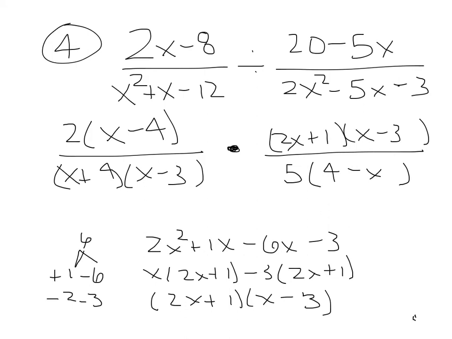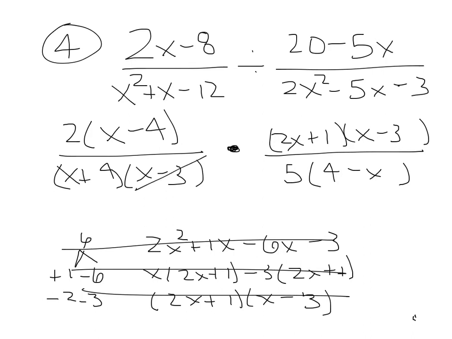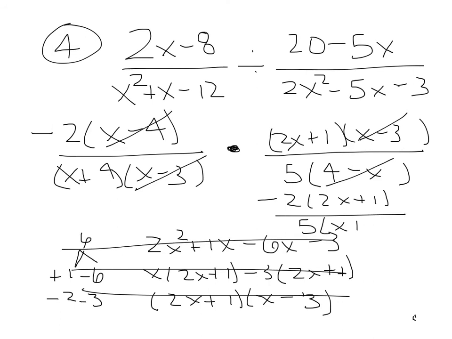Now I'm going to go ahead and do some reducing here. So let's see, the x minus 3's reduce. These 4 minus x's reduce, leaving me a -1 because they are switched around by a negative. That's the -1 technique. So it looks like I'm left with -2 times 2x plus 1 over 5 times x plus 4.